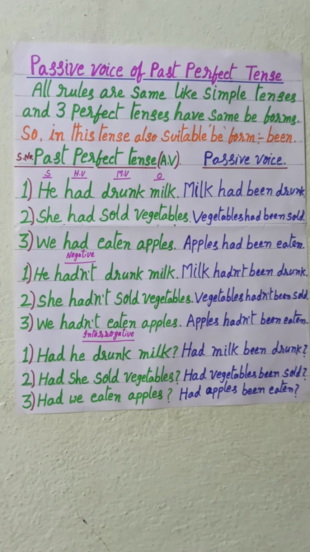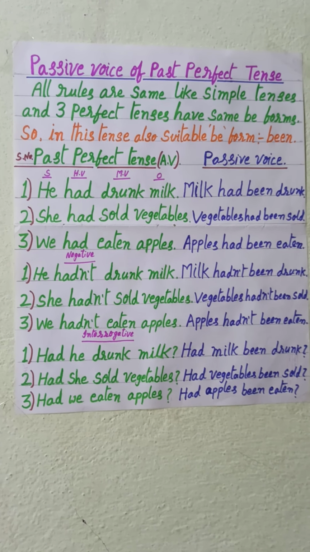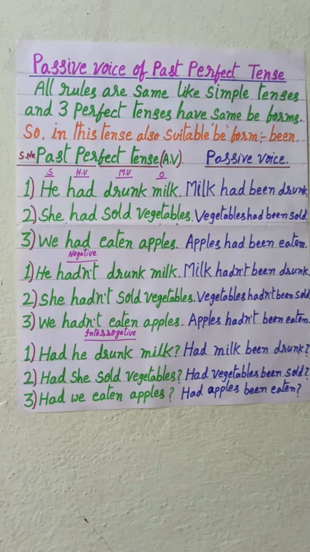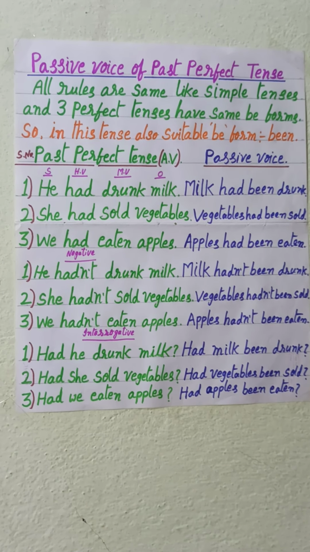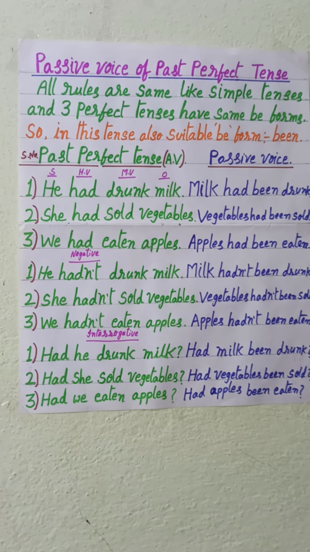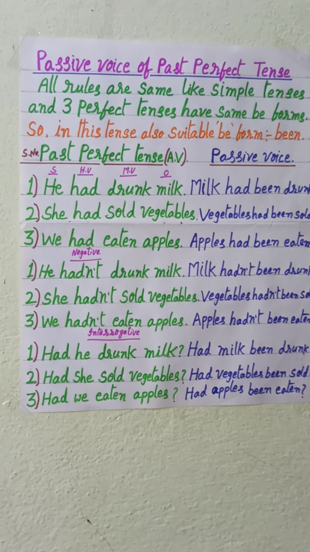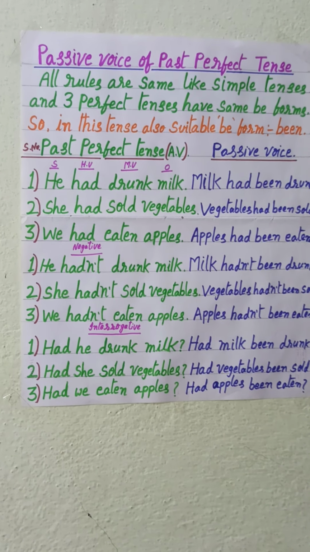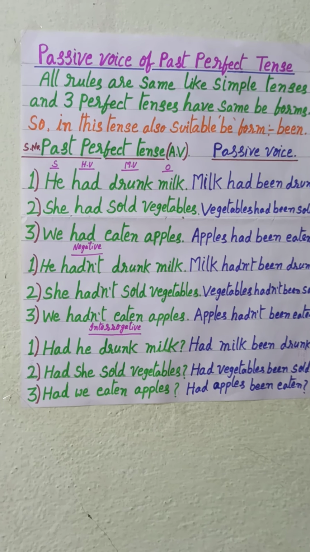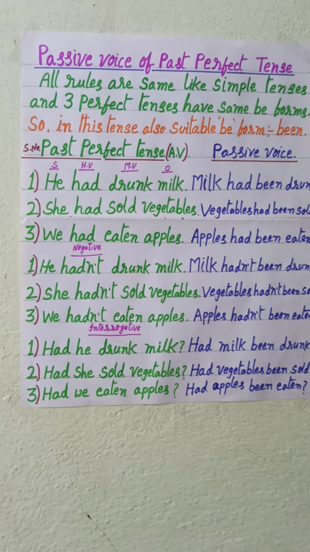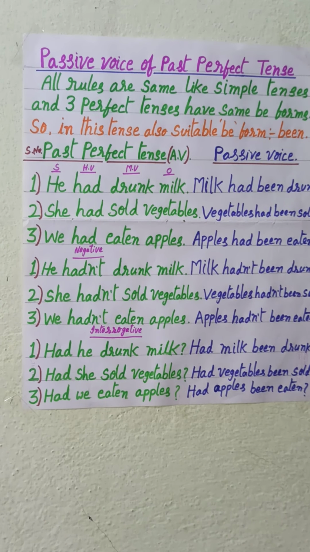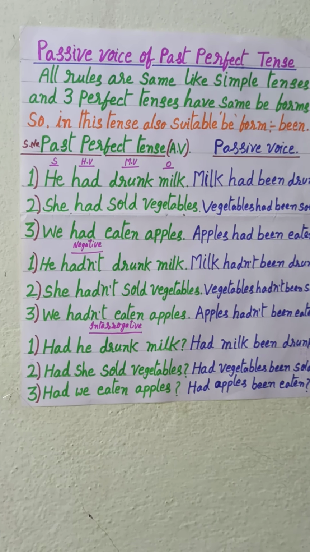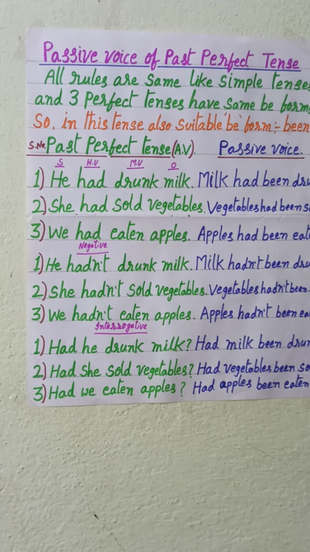Here helping verb is changed, that is had instead of have or has in the present perfect tense. Have is plural and has is singular. But in the past perfect tense is not different. We use here same sentences for easy understanding.